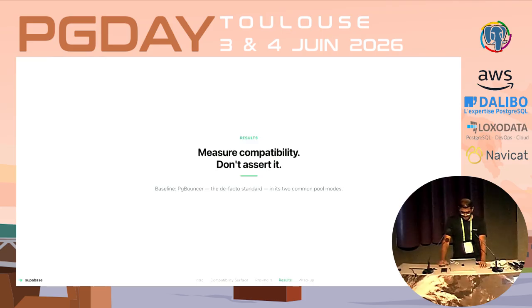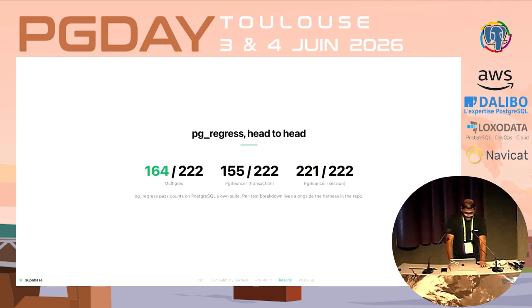we trust, right? So here is a head-to-head comparison of Multigres with PgBouncer. In the PG regress suite, we have around 200 tests. Multigres currently is able to run 164 of them. PgBouncer in transaction mode gets you to 155. PgBouncer in session mode gets 2 to 1.